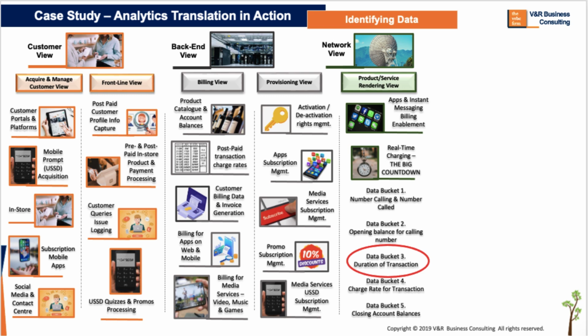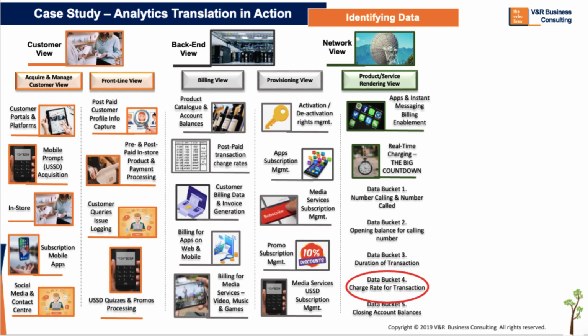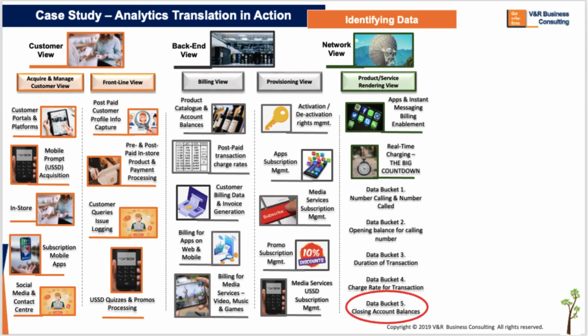The third bucket stores records for the duration of the transaction. The fourth bucket stores the charge rate for each transaction. The last bucket stores closing account balances. There are a lot more of these CDRs that exist, a lot more, but for our data tracking purposes, we'll focus on these ones at a customer level.